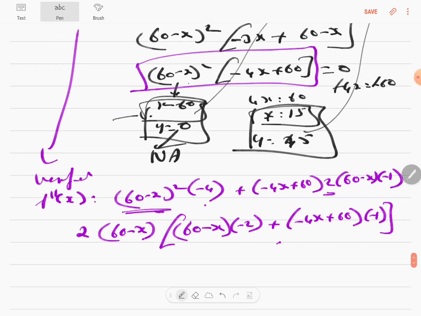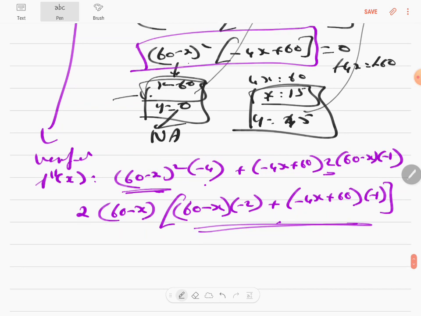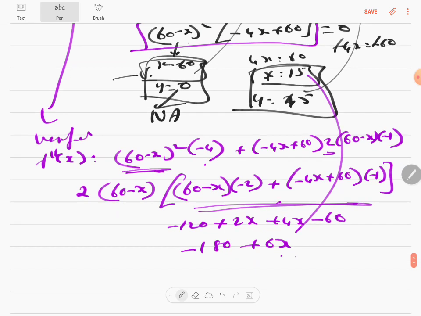So then let's solve only this to assess whether it's negative or positive. So it's minus 120 plus 2x plus 4x minus 60. This is plus 6x and this is minus 180. What is x? x is 15. 15 sixes are 90. Therefore it is negative and therefore this corresponds to maxima.